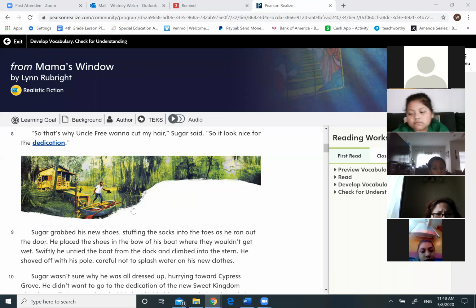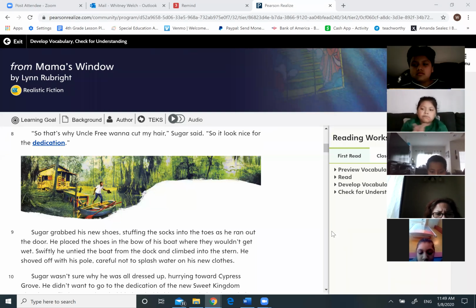Look at this picture though. Who can describe for me, what do you see in this picture? Where are they? Let's talk about the setting in the picture. He's in a little house. Okay, there's a little house. He stays in this small home on a body of water. What do we call this body of water? Not exactly a pond. A bayou, yes.